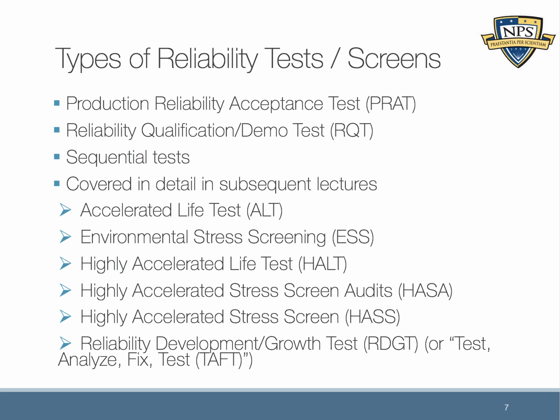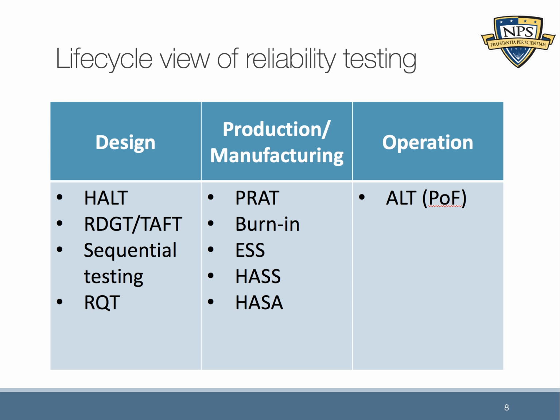All with different purposes, also applied at different points in the design process, or throughout the life cycle, not necessarily just design, which is what this slide is showing. If we break out the life cycle into some really broad categories, we can say that there's design, production or manufacturing, and operation. And so we would apply things like HALT, RDGT or TAFT, sequential testing, and RQT in design. These are understanding the limits, verifying requirements, things like that.